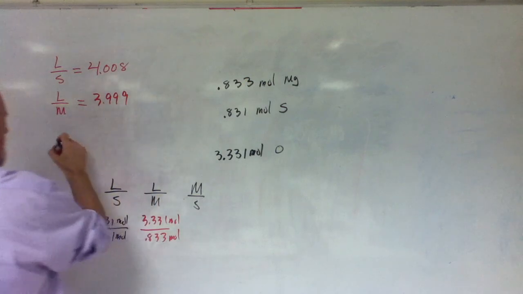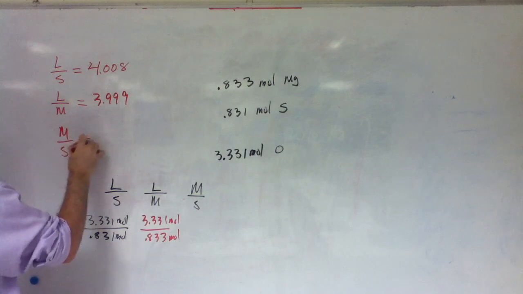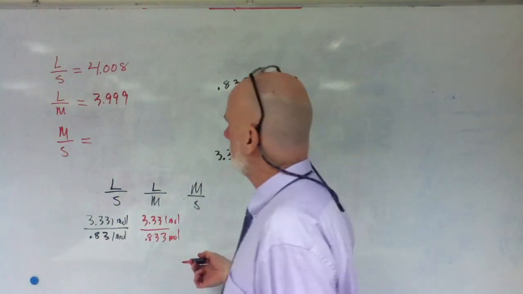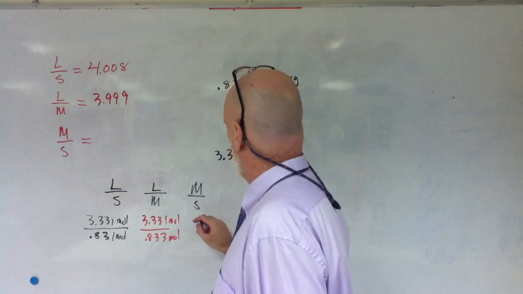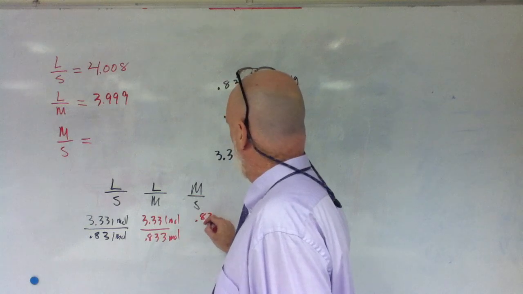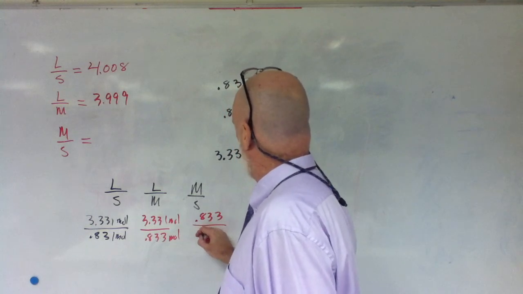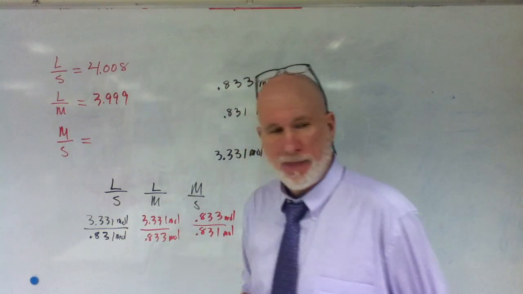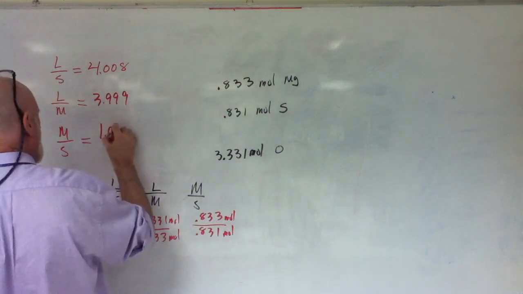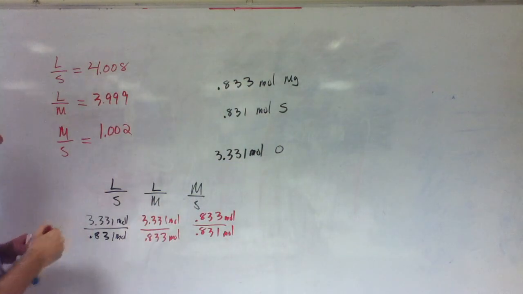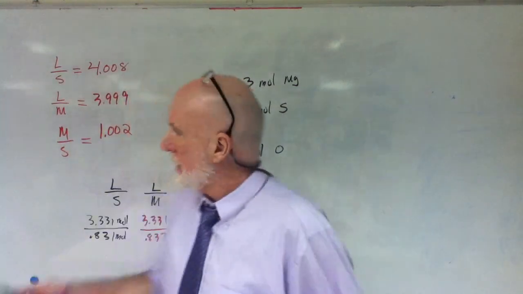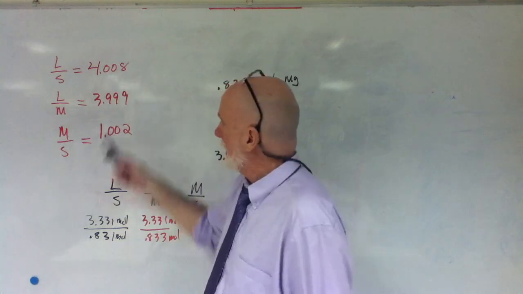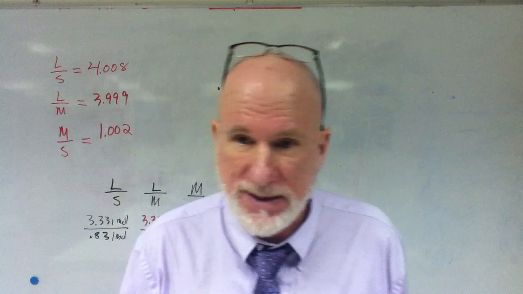Okay, and then medium over small is going to obviously be what? 0.833 over 0.831 moles. That's 1.002. Right? Now remember, is this close enough to round to 4? That's not close to 4. Come on, guys. 4.008, we can call it 4.